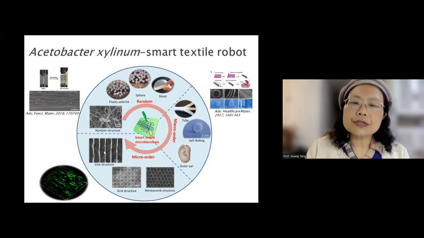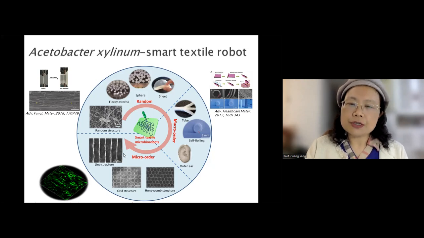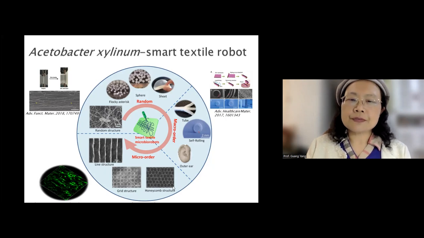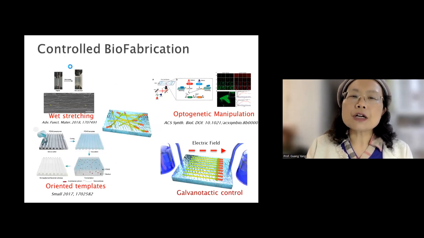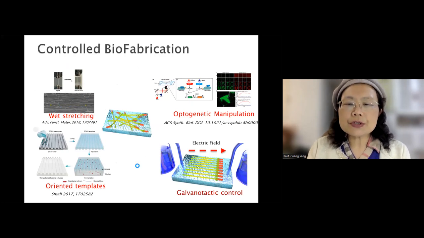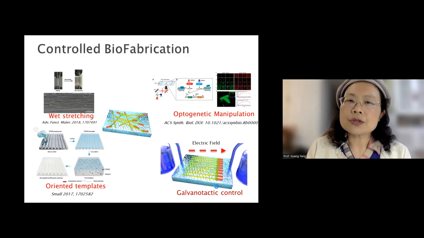And we also can use the micro-ordered template and so on. We can obtain different structures. So in this case, the controlled fabrication. In this study, we try directly stretching it, use the force, and also use the template. And this is the optogenetic manipulation and electric field we introduced before. But we can observe that this case is mainly 2D control, while electric field control can realize 3D ordered structures.